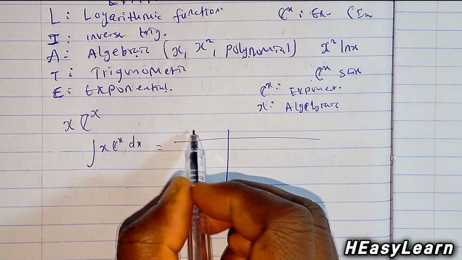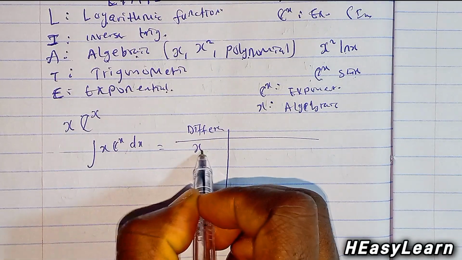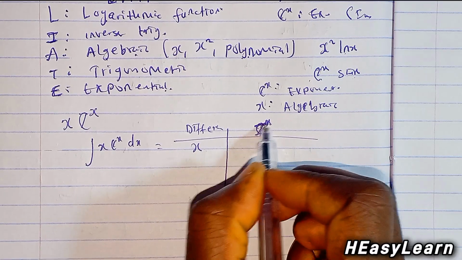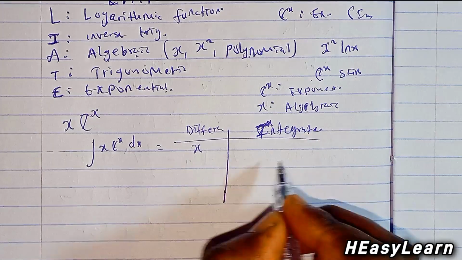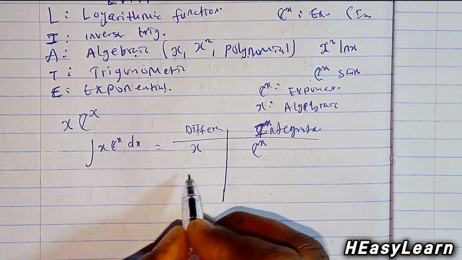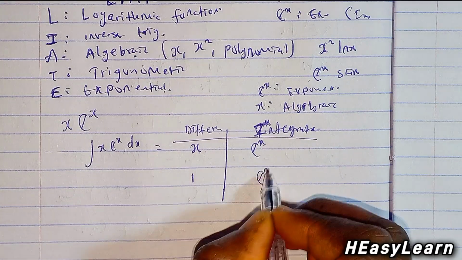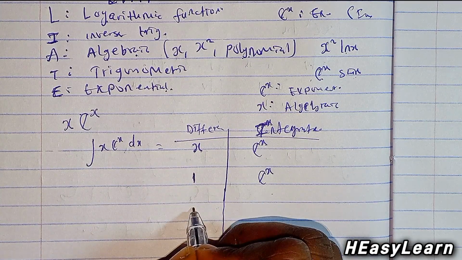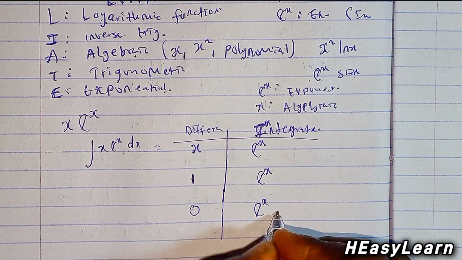We are going to differentiate the algebraic function, and the second is exponential, which we are going to integrate, exponential x. What is the differential of x? 1. The integral of exponential x is exponential x. What is the differential of the constant function? 0. The integral of exponential x is exponential x.